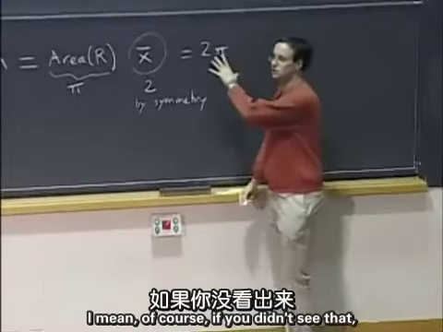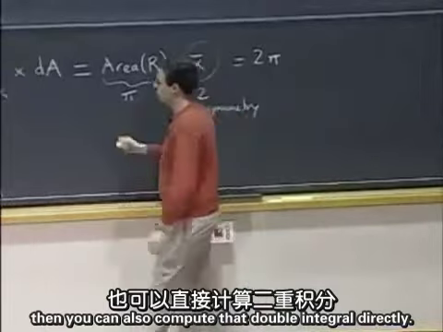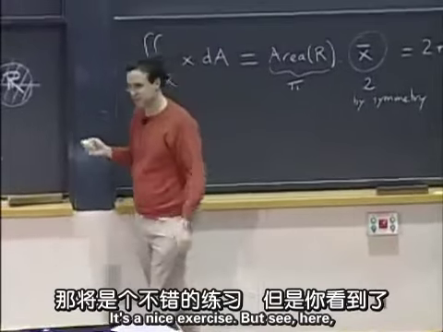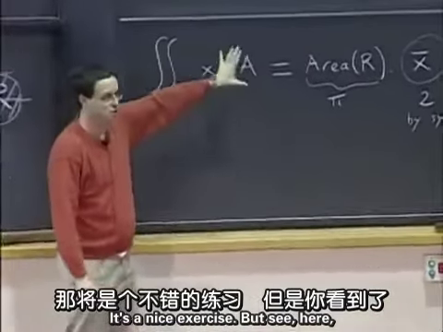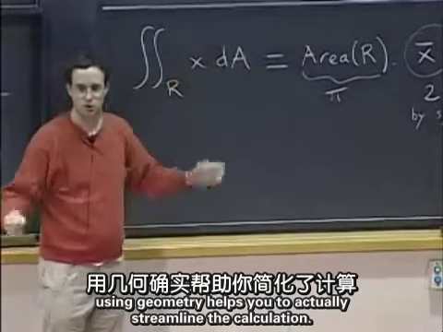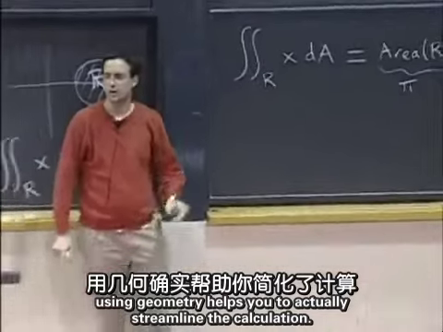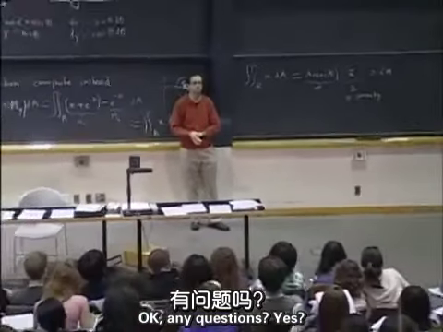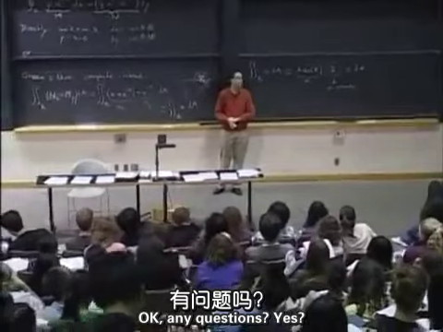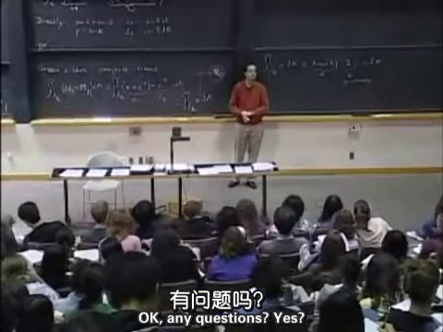I mean, of course, if you didn't see that, then you could also compute that double integral directly. It's a nice exercise. But see, here using geometry helps you to actually streamline the calculation. Okay, any questions? Yes?